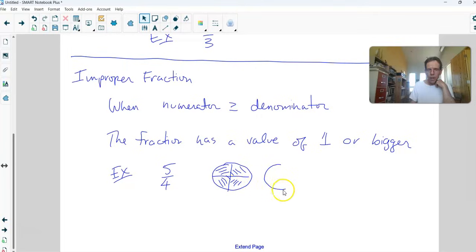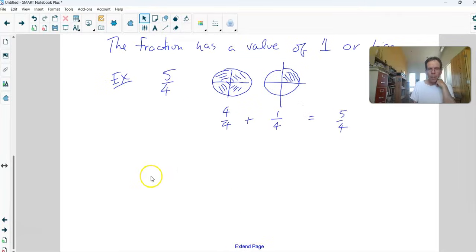So I've got to draw another whole thing, like another pizza, and shade one more 1/4 slice. So we have 5 of these 1/4s, right? So it's like 4/4. I'm doing a little addition, but we'll get to addition formally later. But 4/4 and 1/4 add up to 5/4. We could do this on a number line, and that's a nice way to view what's going on.